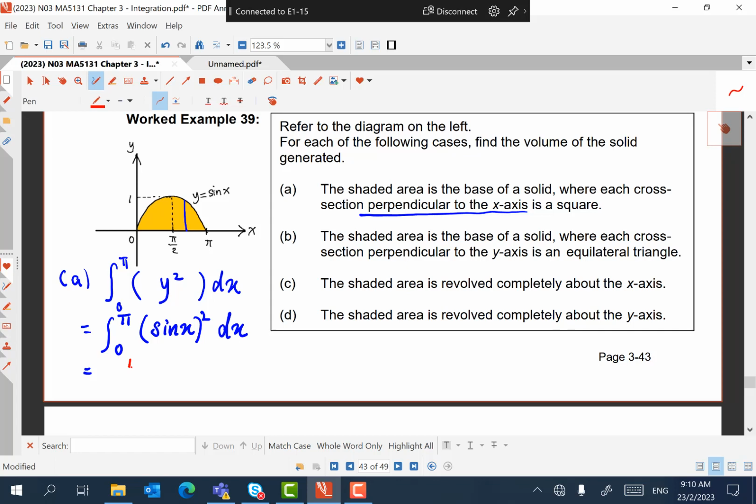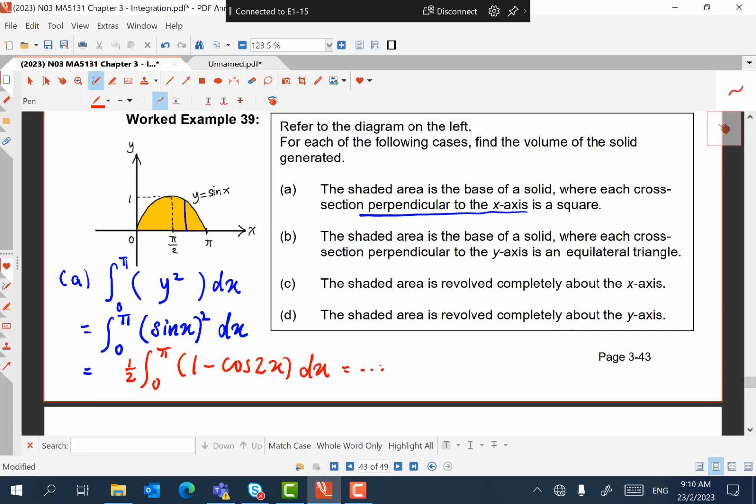You need a half. You need a half. 1 minus. Right, 1 minus what? 1 minus. Right. Okay, this is how you do part A.